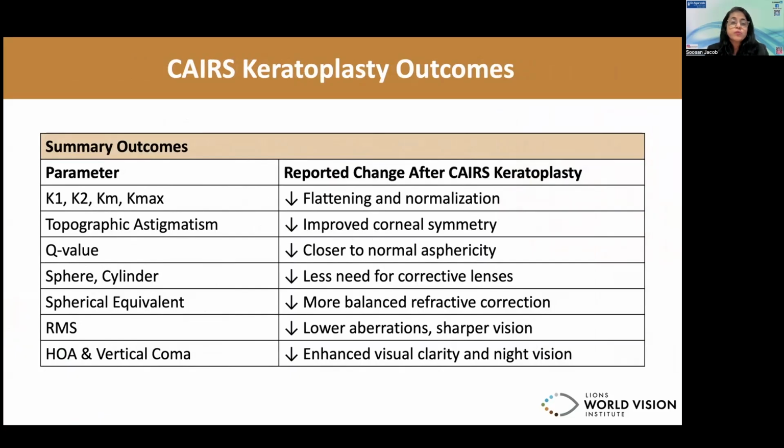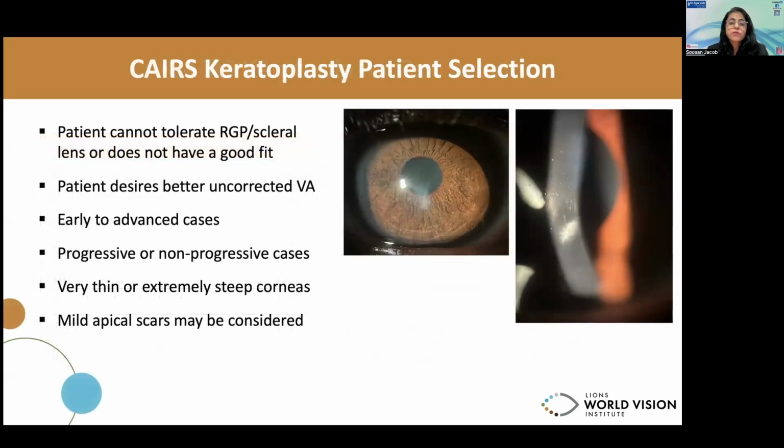In terms of CARES keratoplasty outcomes, it has been reported to have great outcomes in multiple studies, with reduction of K1, K2, K mean, K max, and topographic astigmatism. Q value comes closer to normal asphericity; sphere, cylinder, and spherical equivalent all decrease, as do RMS, higher-order aberrations, and vertical coma. All of these result in better uncorrected and best spectacle-corrected visual acuity for the patient, as well as a better quality of vision.